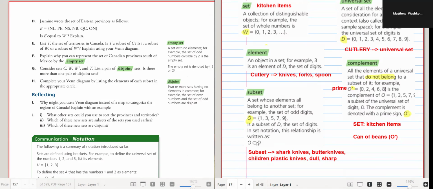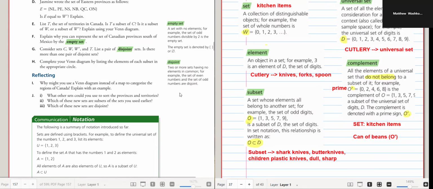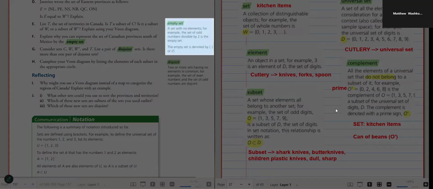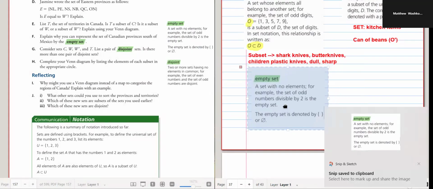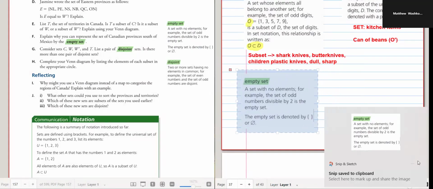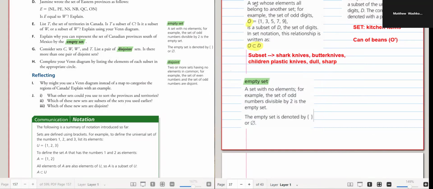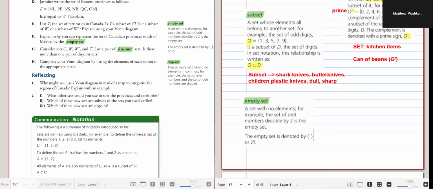For subset here, there's some notation. We'll talk about what this C means in a second. Like, what the heck is that thing? But there's that involved there. And then I think we just got two more. I think we have an empty set, which is a set of no elements. And we use these little squiggly brackets here.